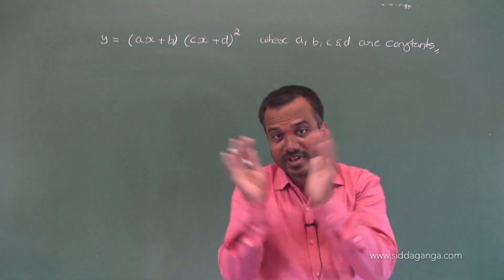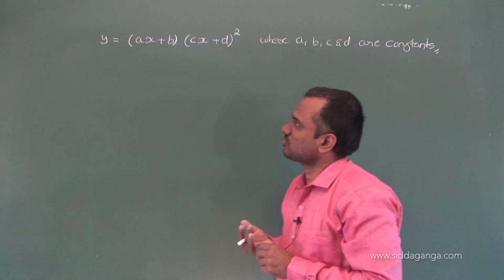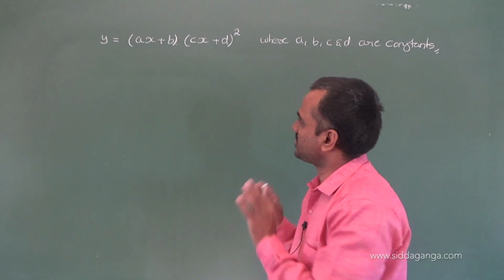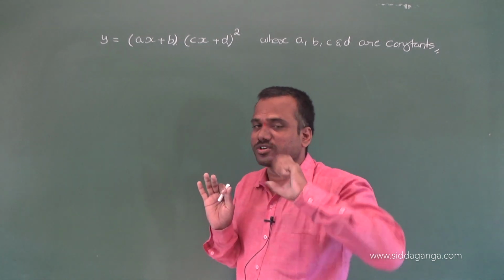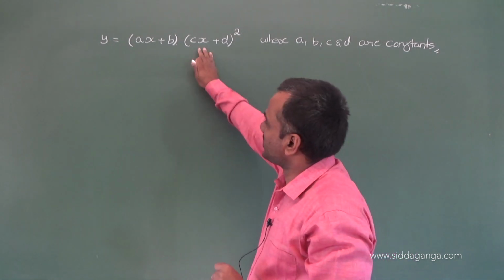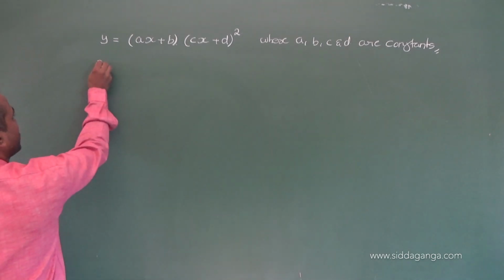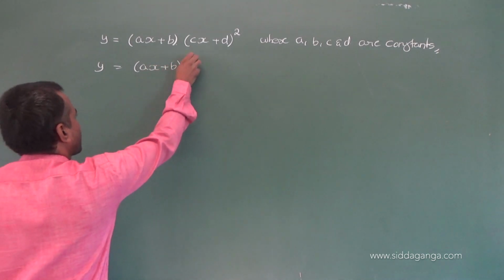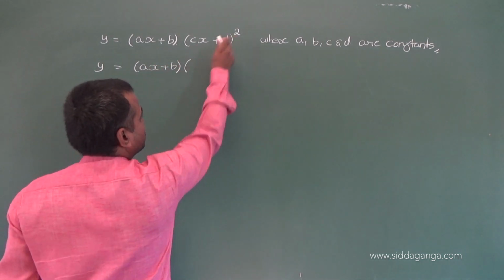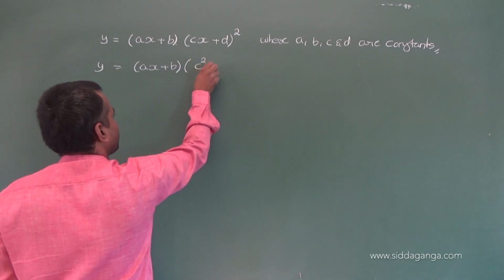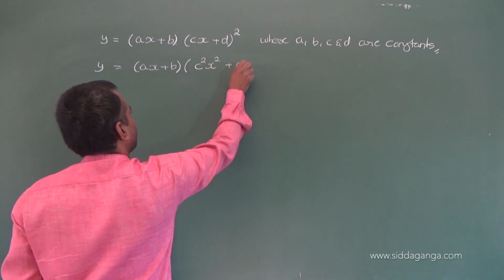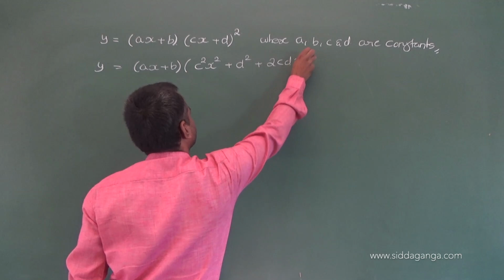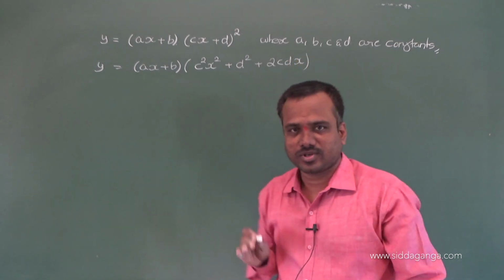Firstly, it is better to expand that one. One more method is there, the composite function. But you know, in the second PUC, presently we don't know about the composite function concept. For that purpose, I expand this one before differentiating. Y is equal to ax plus b into c square x square plus d square plus 2cdx. Correct? I rewrite.